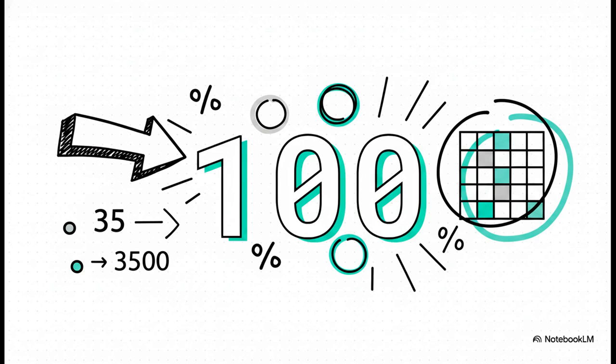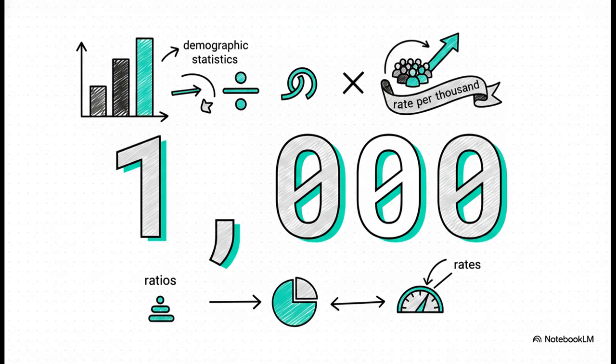The term percent quite literally translates to per 100. Doing this simple multiplication just shifts the decimal place, giving you that concrete relative measure we were just talking about. Now, there is a catch. When we're dealing with demographic statistics, things like birth or death rates, we actually standardize the rate by dividing by a related number and then multiplying the quotient by 1,000.